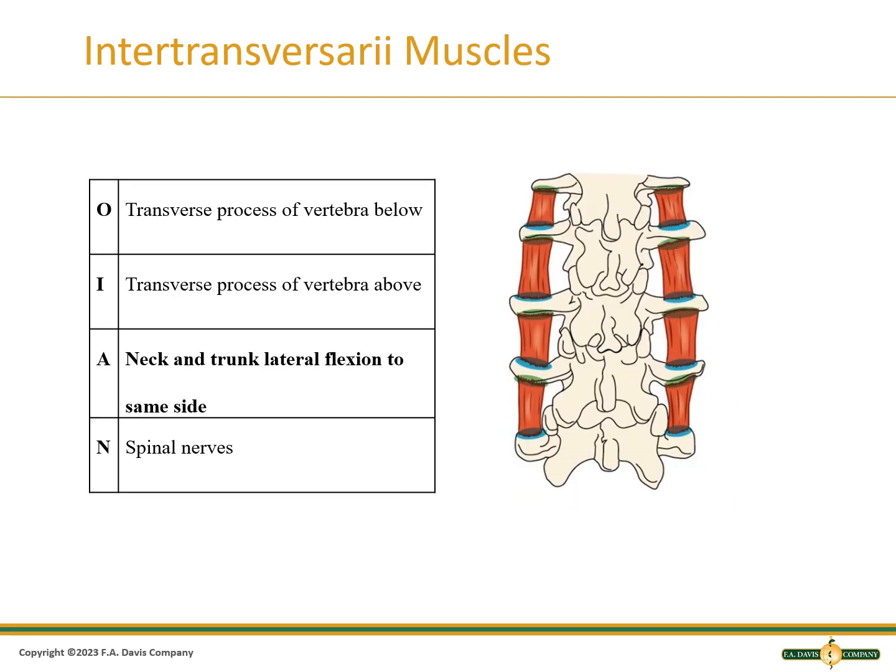Our intertransversary muscles, so inter between transverse processes, are going to run between the transverse processes of our vertebral column. They originate on the transverse process of the vertebra below to insert on the transverse process of the vertebra above. They serve to cause neck and trunk lateral flexion to the same side. They do not act bilaterally because their actions directly oppose each side. And they are all innervated by the spinal nerves from the corresponding level.